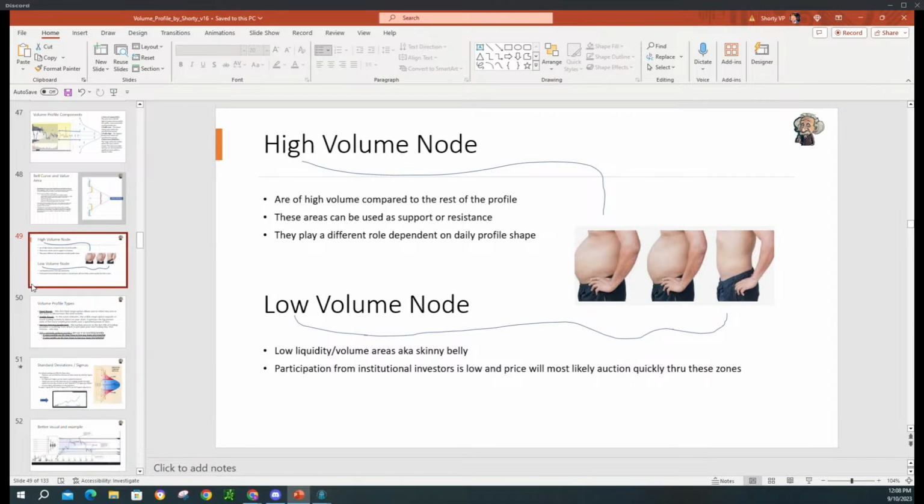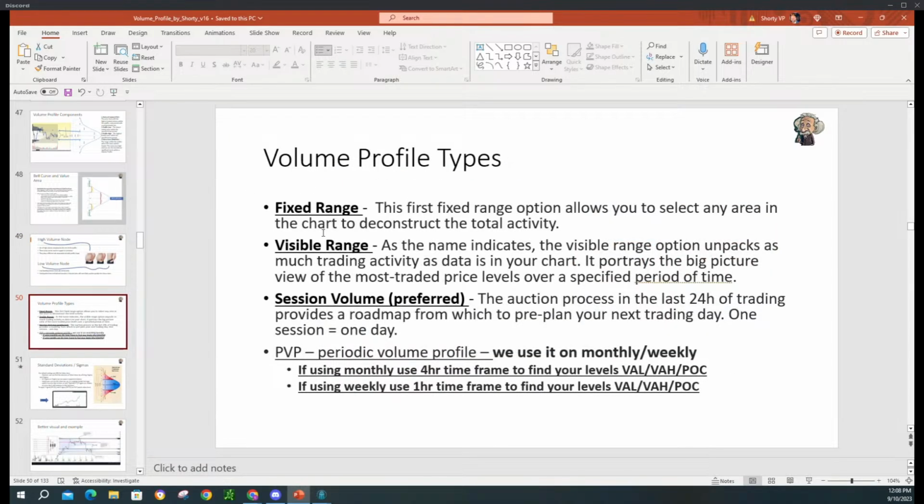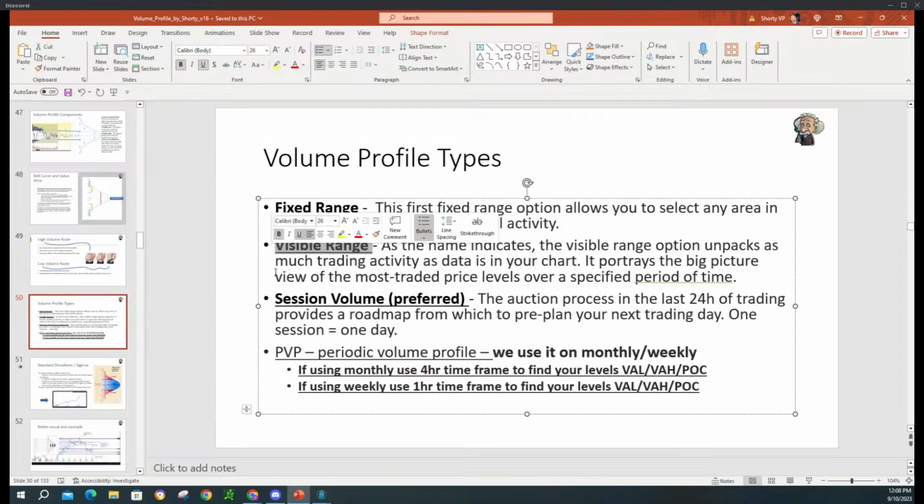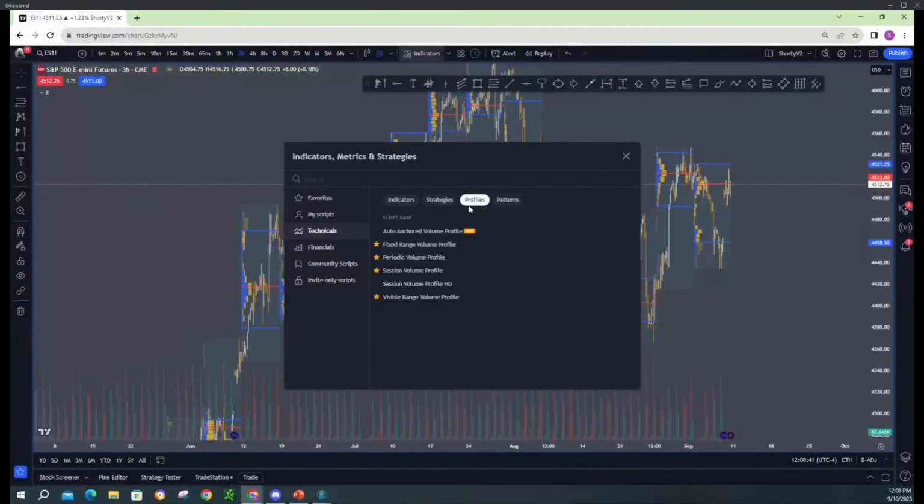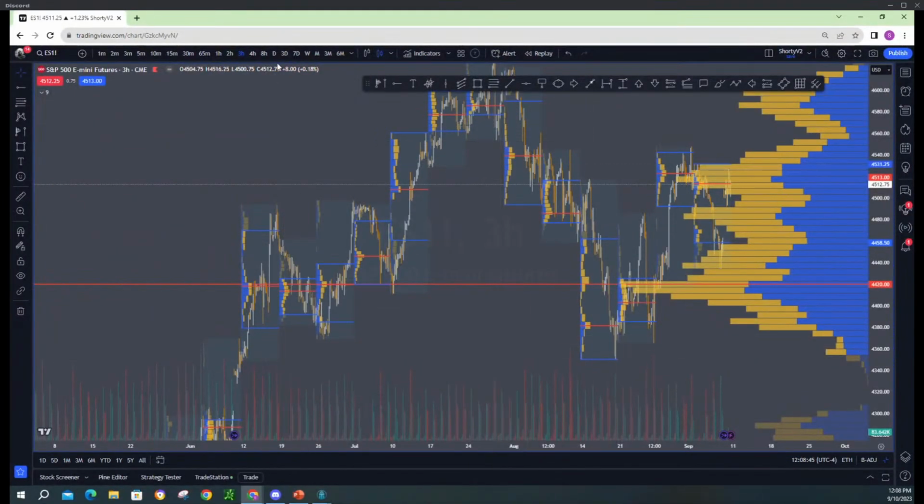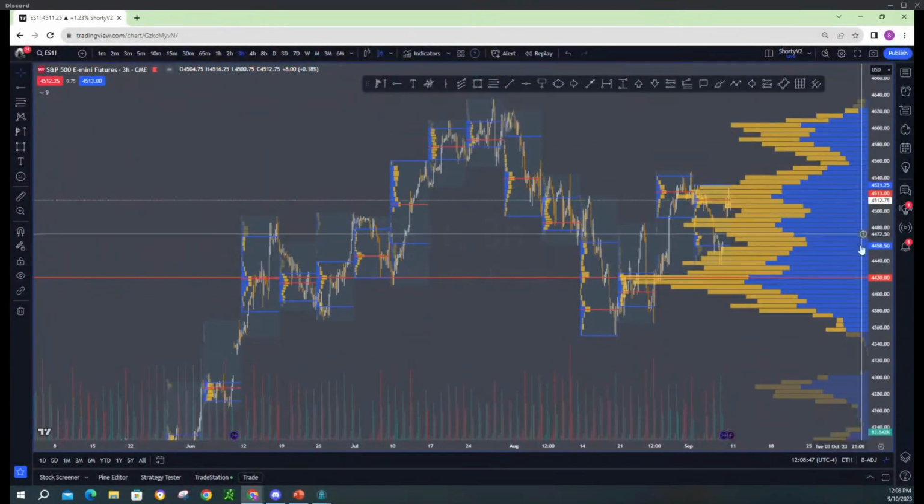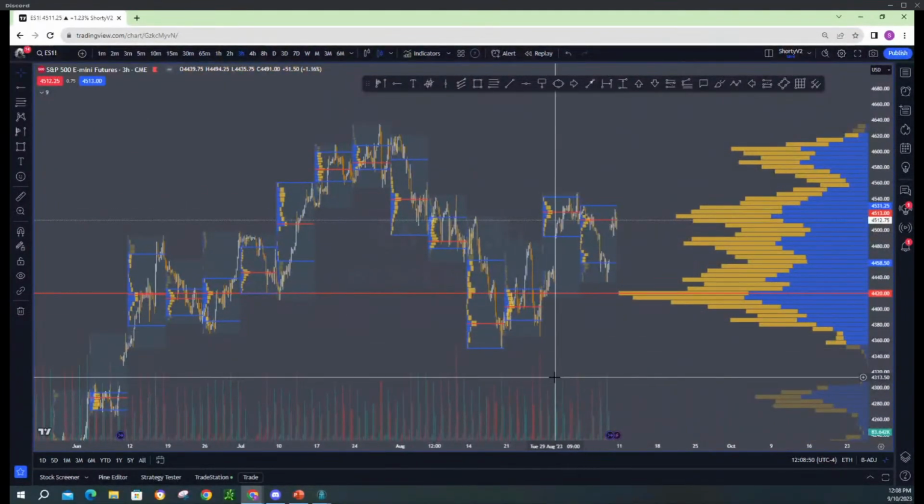Okay. Then you have the volume profile types. You saw me use every single one of these besides visible range. It's not my favorite thing to do. If you go under indicators, profiles, you can do visible range volume profile. So basically whatever is on the screen, this guy's printing this here. Is it useful?